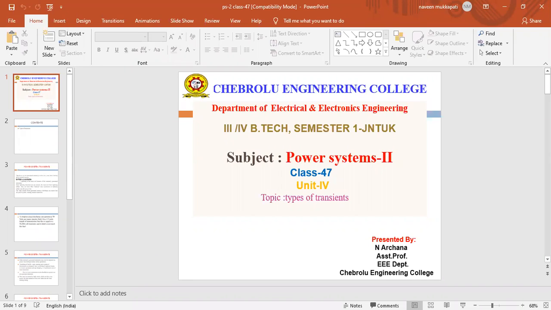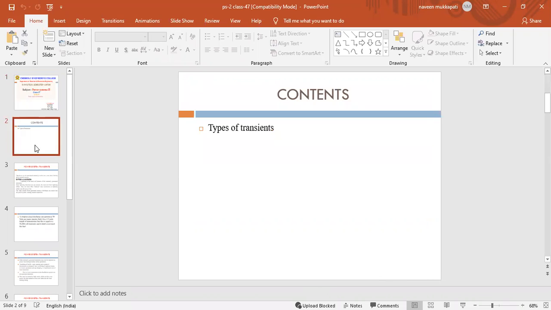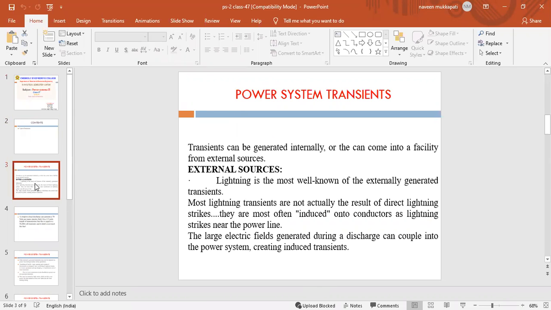We are going to discuss the types of transients. First of all, what is meant by transients, and what types are there in power system transients? That will all be discussed from today's class.